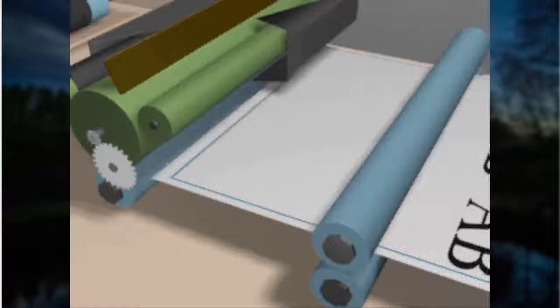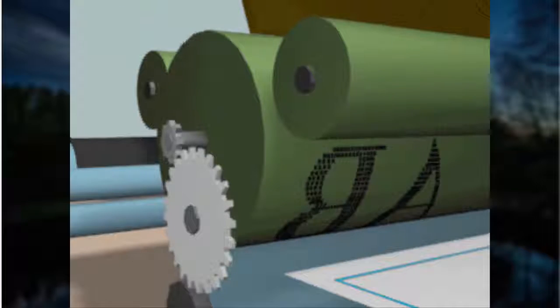Finally, the drum passes a charging roller which wipes off the old charge, restoring it to its original state. The printer is now ready for the next page.